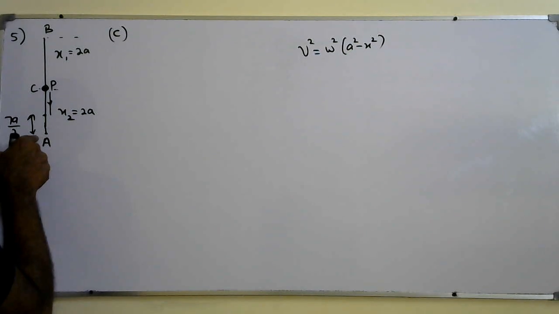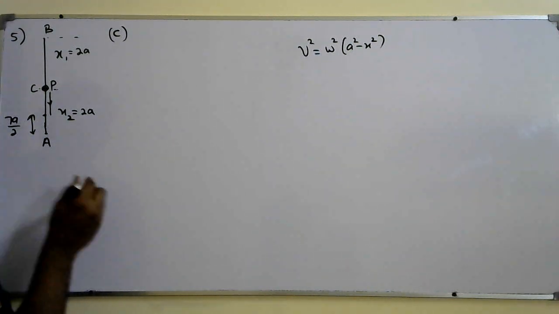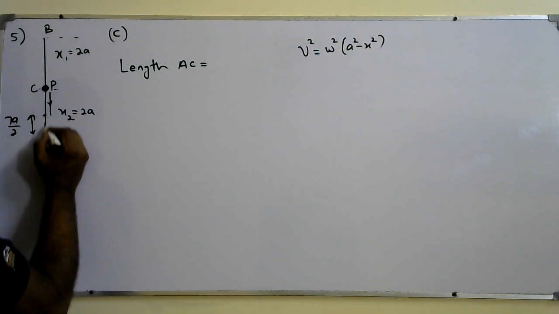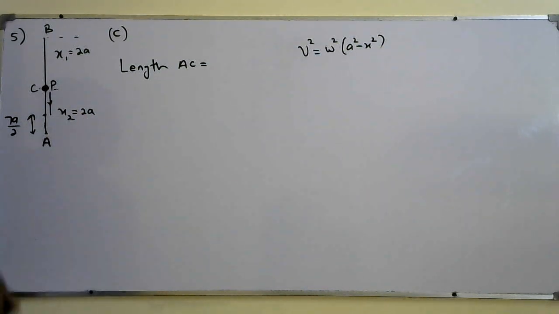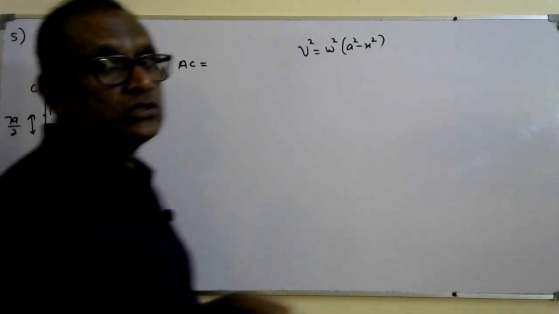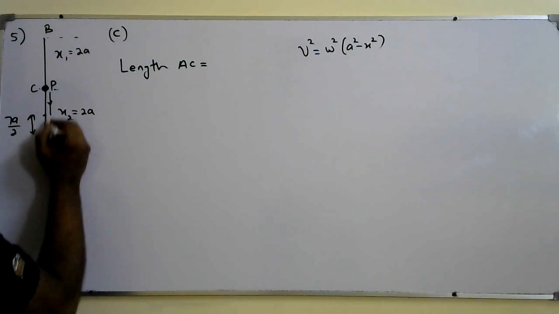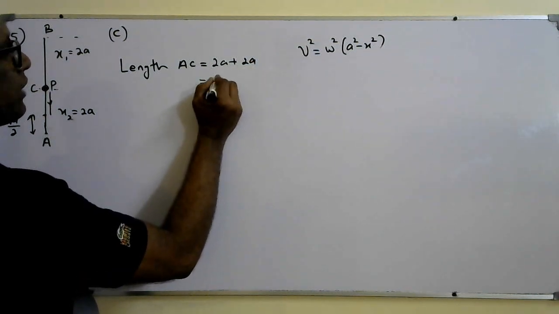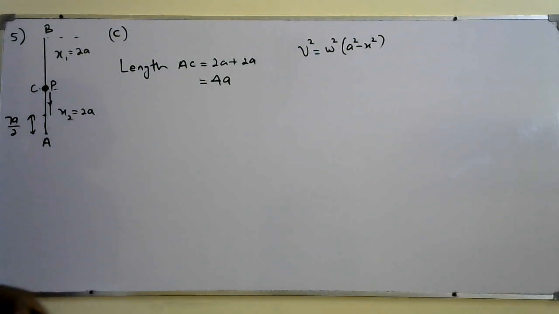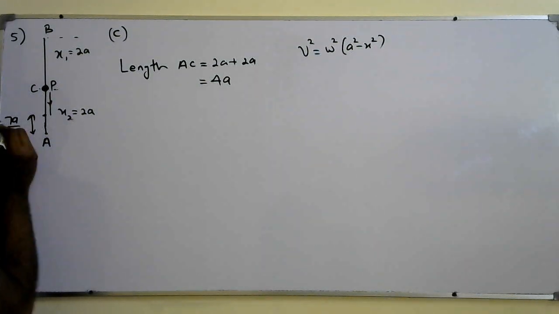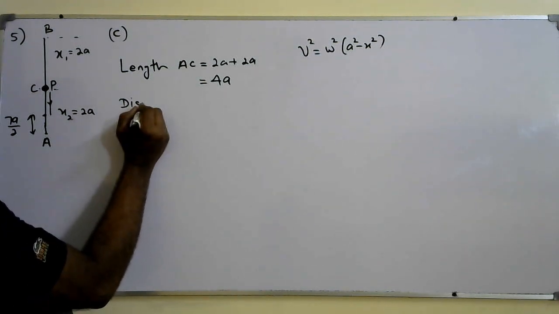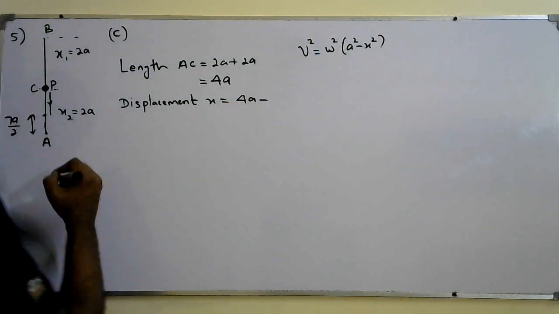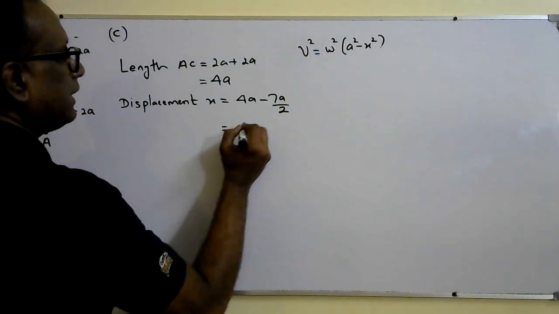Okay, so what could be the length of AC? We know the extension of the lower elastic string is 2A, and its natural length is also 2A. So the natural length plus extension of the lower string is AC, that is 2A plus 2A, equal to 4A. So the length AC is equal to 4A. But the particle P is at 7A by 2, so the displacement X is equal to 4A minus 7A by 2. That will be A by 2.